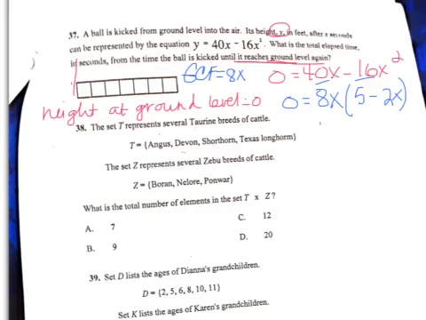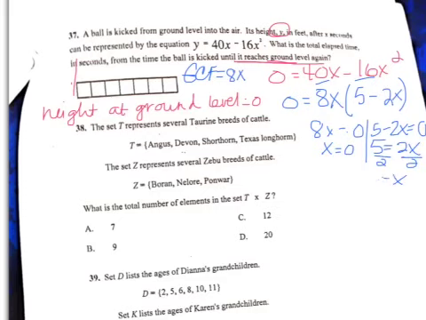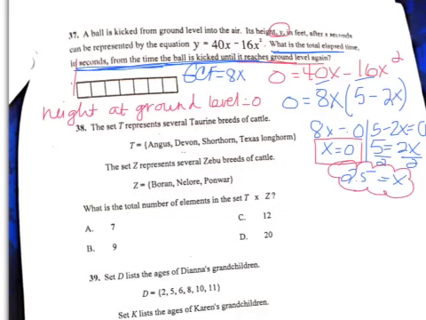And now I'm going to set my factors equal to 0. So here, x equals 0, and here, 5 is equal to 2x, divide both sides by 2, x is equal to 2.5. So if I think about this in terms of the problem, it says, what is the total elapsed time in seconds from the time the ball is kicked until it reaches the ground level again? So this solution refers to when the ball was kicked. This one is going to refer to when it hits ground level again. So that's going to be my answer, 2.5.